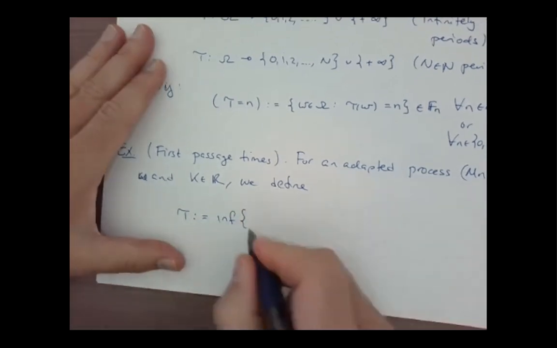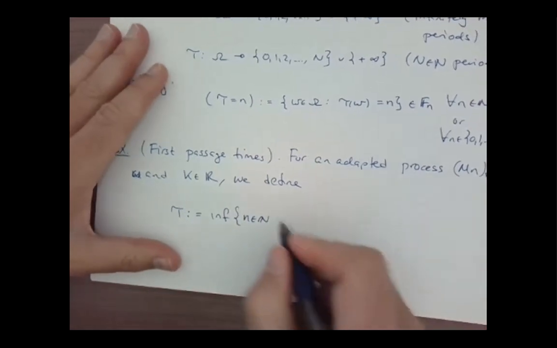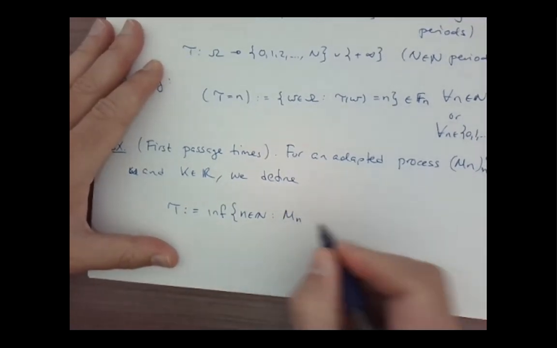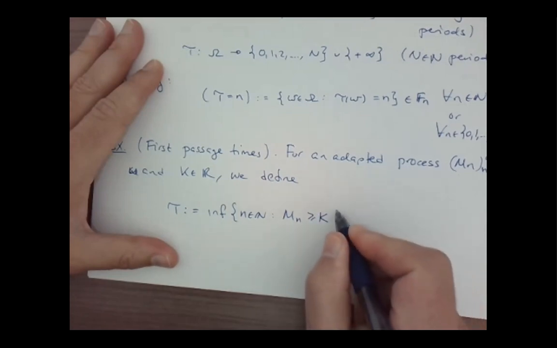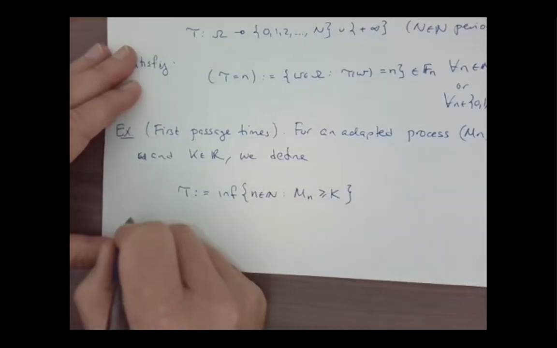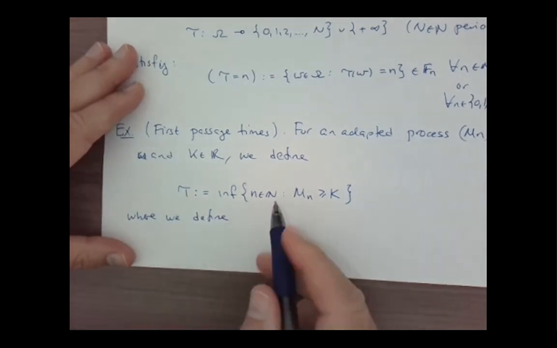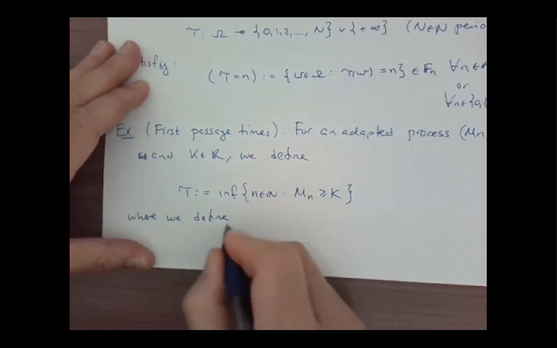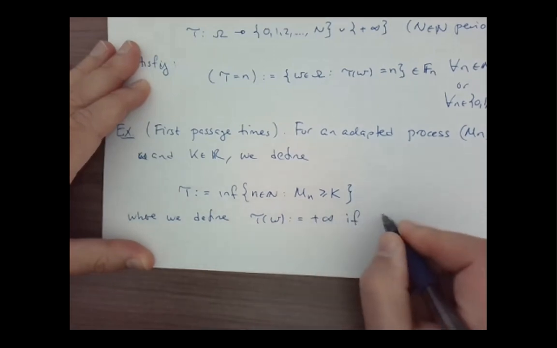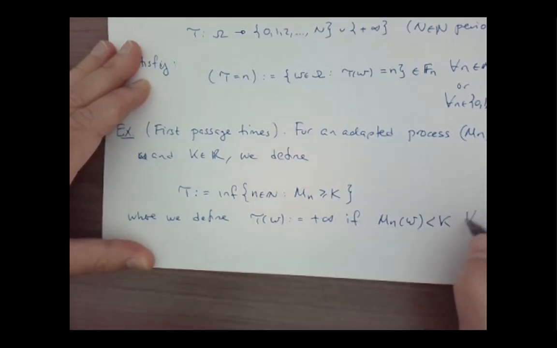this is the first time, and let me write it out in the case where we have infinitely many coin flips. So this is the first time that this stochastic process over here gets to be above k. And implicit in this definition is that we define tau of omega to be plus infinity if Mn of omega is less than k for all time points.